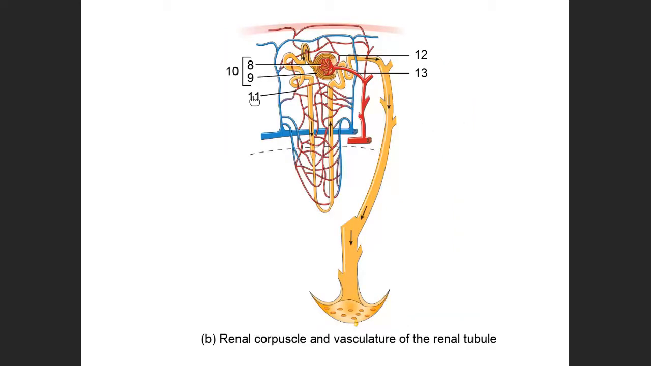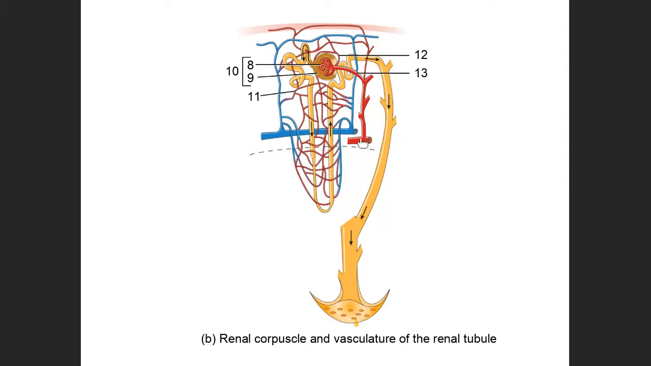In this picture, you can see number 10. Number 10 is aggregation of 8 and 9. 8 is the glomerulus, and 9 here is the Bowman's capsule. Together, we call them renal corpuscle. In this picture, you can see a cortex of the kidney and a part of medulla.